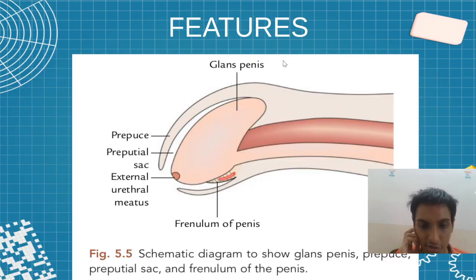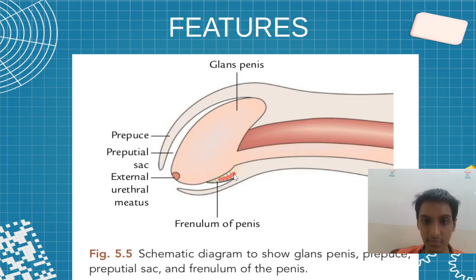Now, this is to show the glans penis. So now let us see. This is the glans penis. This is the prepuce, the preputial sac, the urethral meatus and the frenulum. Frenulum is there in the tongue also. That is a different frenulum. Here this is the frenulum of penis. This possibly is the penile artery. So these are the glans penis.